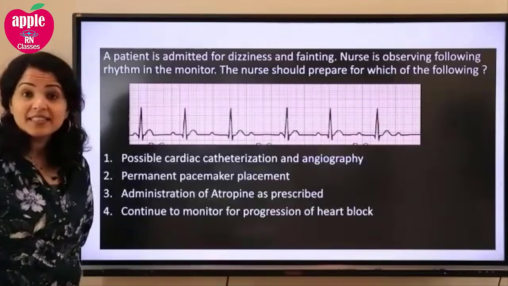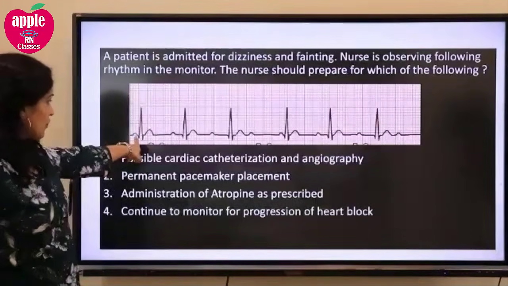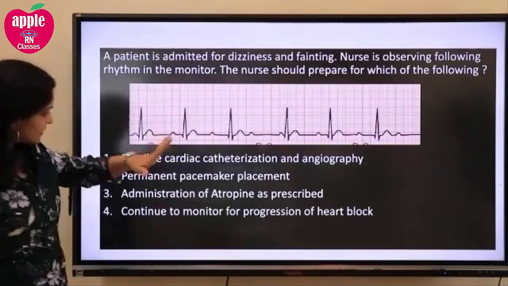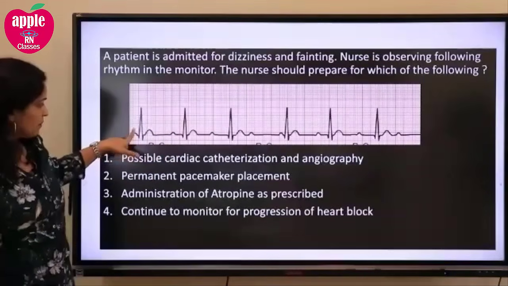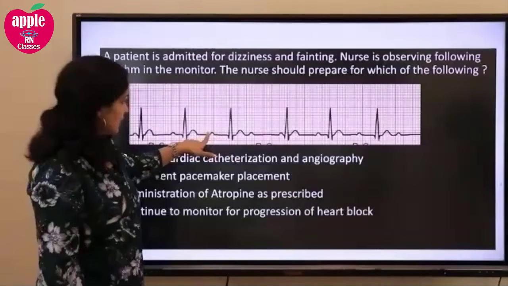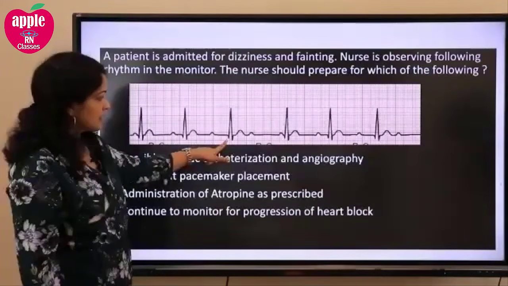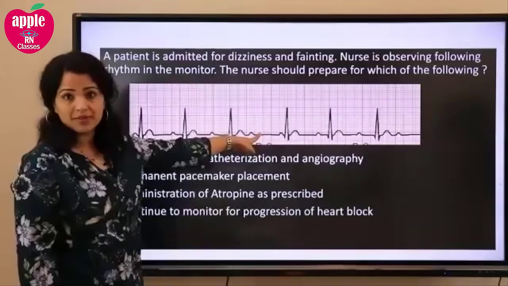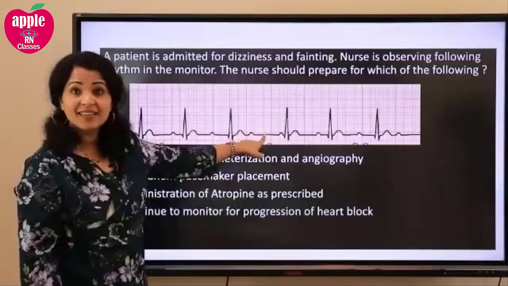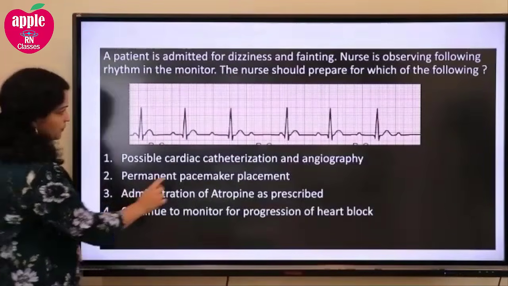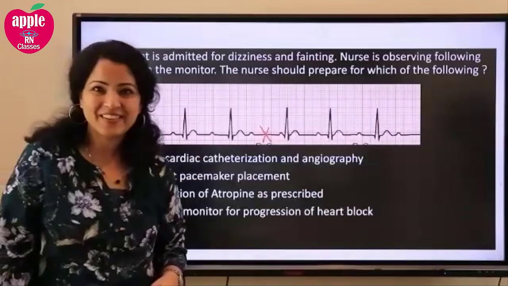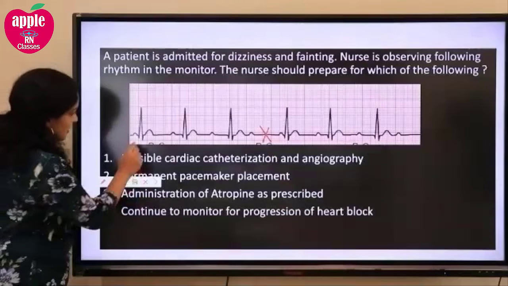So let's look at the problem. There's a P, there is a QRS. There is a P, there is a QRS. There is a P, there is a QRS. And then there is a drop. I mean, oops, sorry. In between here, there is a drop. Right? The QRS is not there.